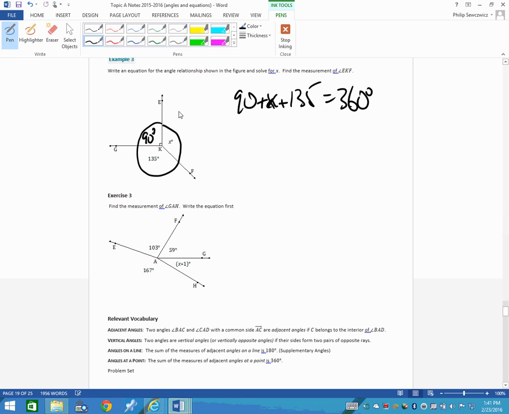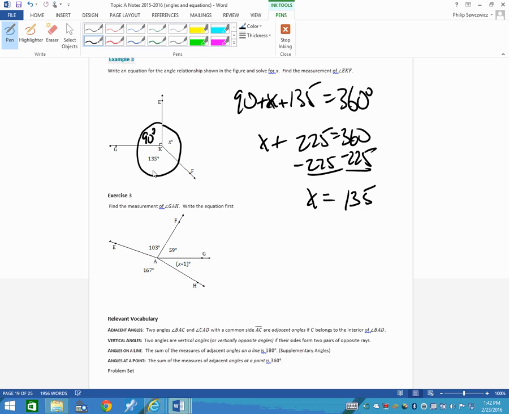Is that making you dizzy? All right. So now we're going to combine some like terms. x plus, let's see, 90 plus 135, that's 225. Subtract your 225 from both sides. And I am left with a 135, so x equals 135 degrees. Just happened to match up to be the exact same. I don't have vertical angles here, so it's just kind of a coincidence that we did end up getting that.